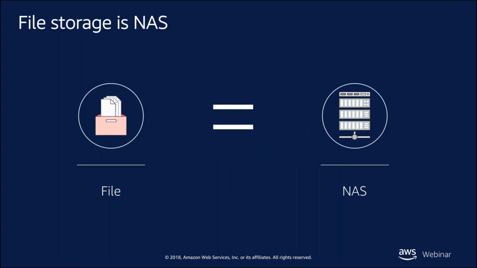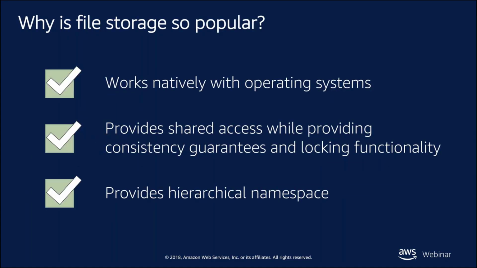There are a lot of similarities between file storage and a NAS, and we can definitely see some of the benefits when we look at why file storage is so popular. So, for one, it works natively with the operating systems. Operating systems are designed around file storage. File systems are the abstraction used to display the data to these end users.